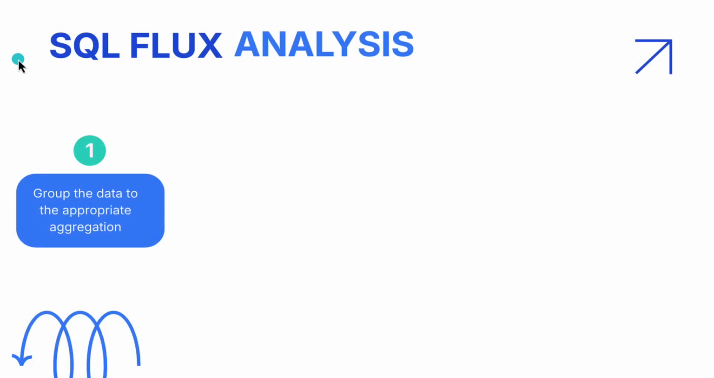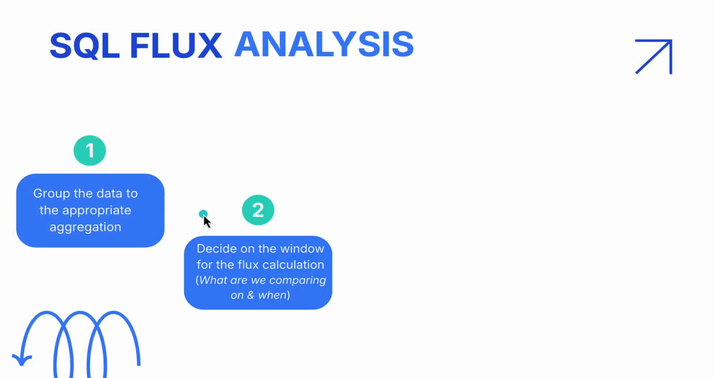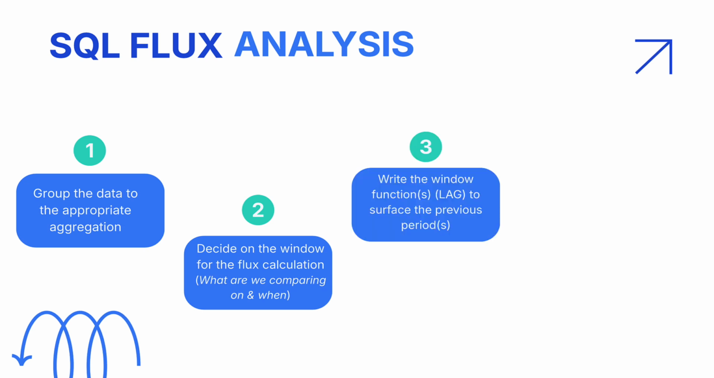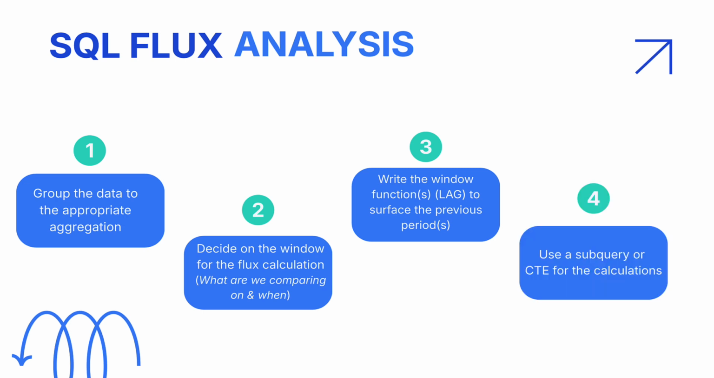So there's a couple of steps with SQL flux analysis. The first is to group the data into the appropriate aggregation. Then we need to decide on the window for the flux calculation. What are we comparing on and when? Then we need to write the window function. This is a lag function to surface the previous periods. And finally, we use a subquery or CTE for the calculations.